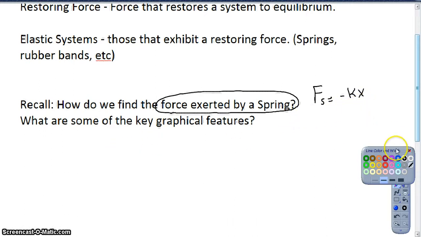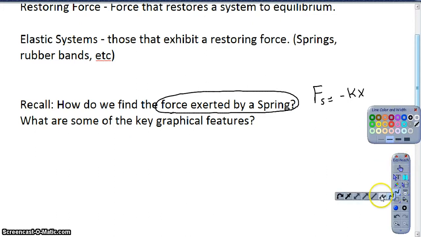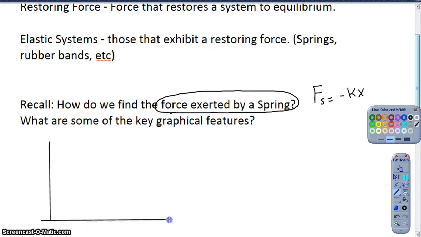So there's my force for a spring, and then what are some of the key graphical features? Well, an ideal spring is one in which the spring constant is a constant. And so if I look at the graph for an ideal spring, where should it start? If I don't compress it at all, so if this is a force versus displacement graph, if the displacement is 0, shouldn't the force then be 0 as well? So that tells me that the ideal spring should start at 0, 0. And then from there, it should just be a linear equation, right? It should be a straight line that goes off from that.